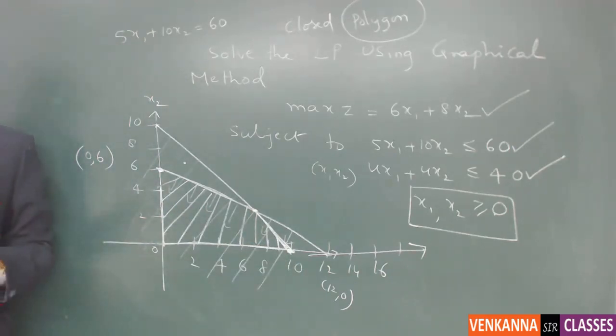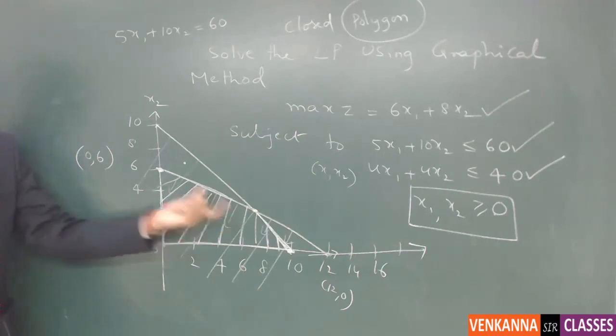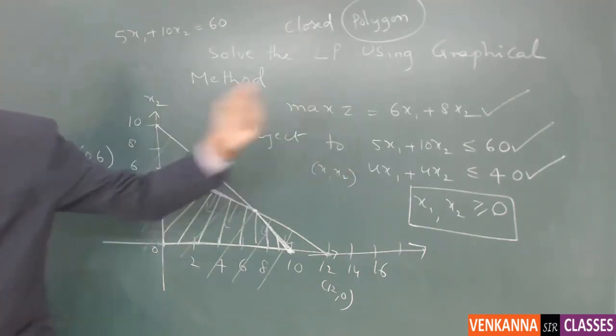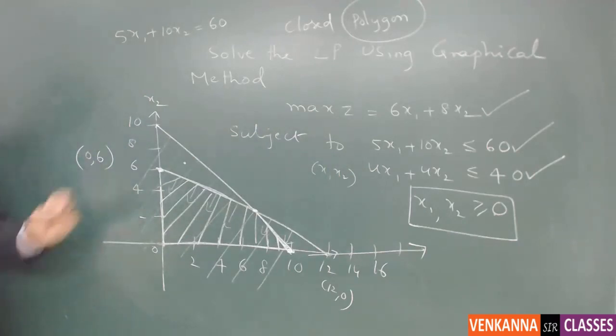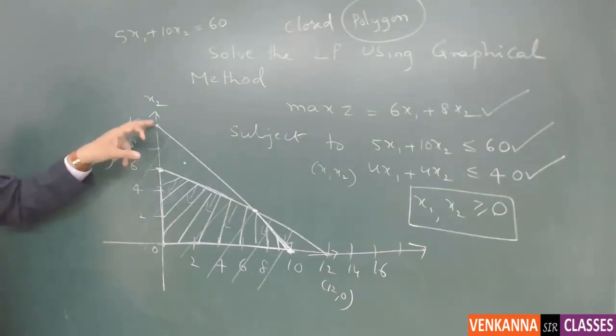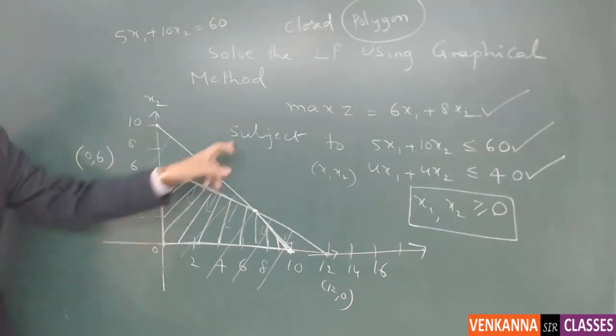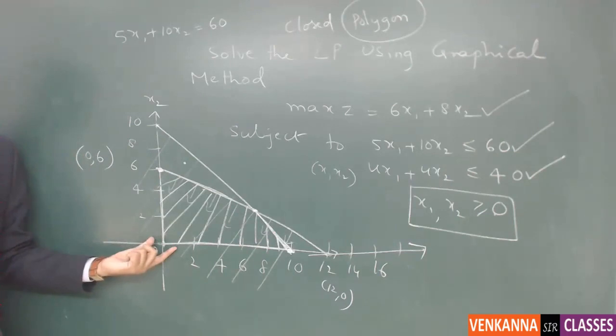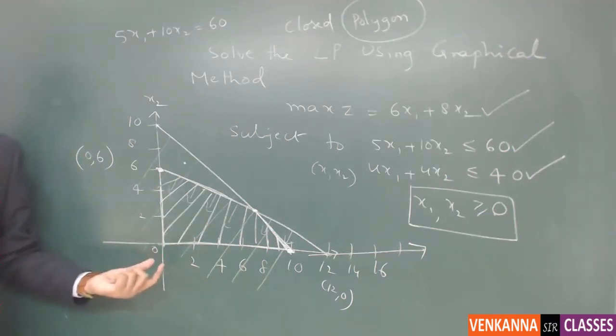So what are the corner points here? Please understand, while taking the corner points, we take the points which satisfy the criteria of the conditions. So I am not taking this point. I am taking the feasible region, the polygon corner points. We always leave the origin because the origin always gives the minimum solution.